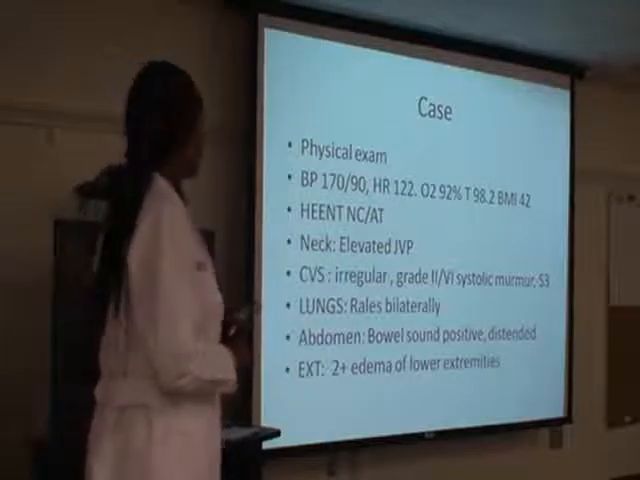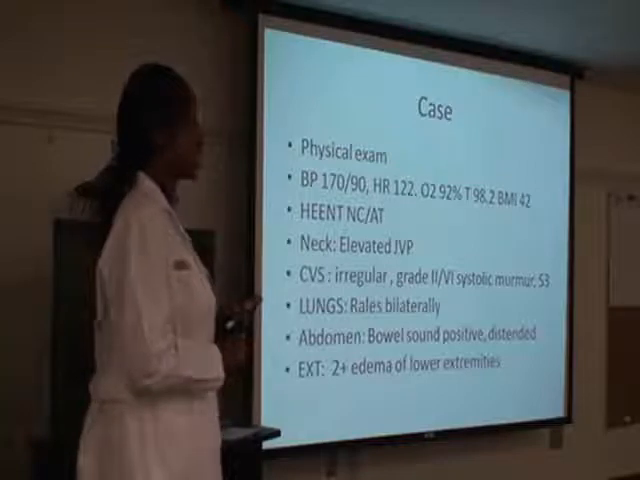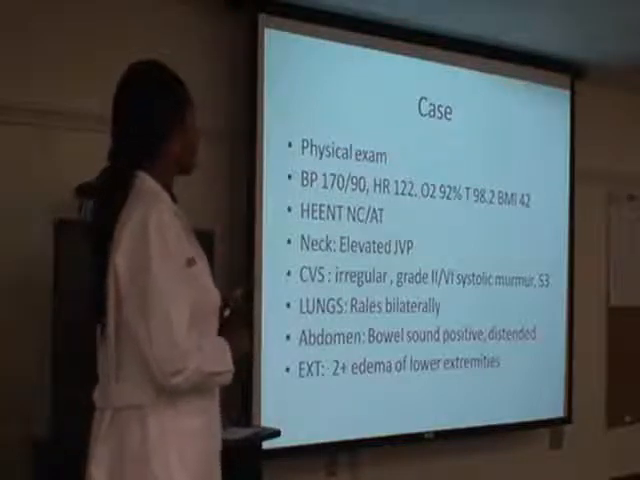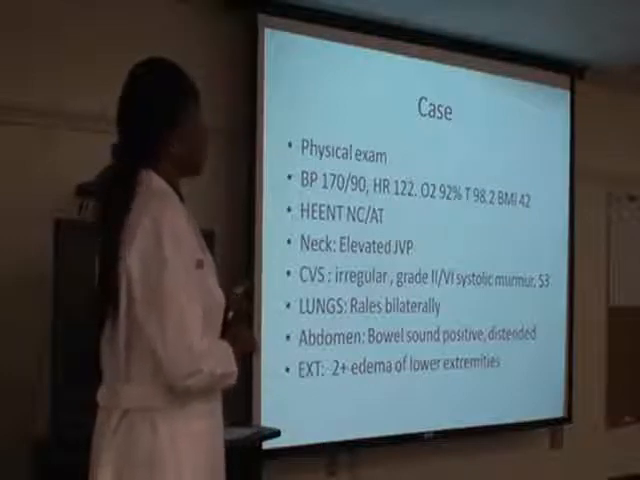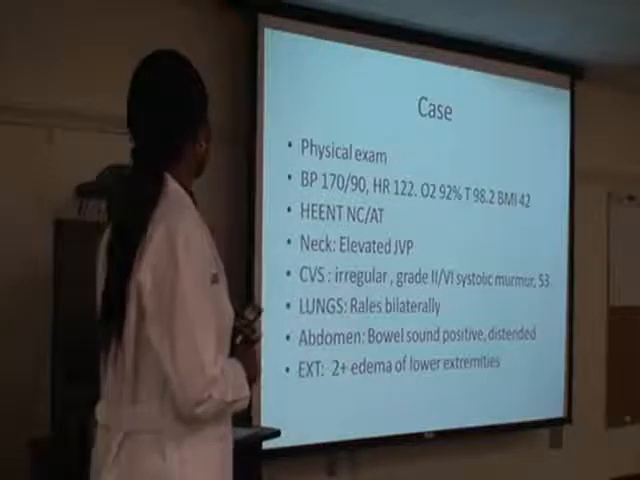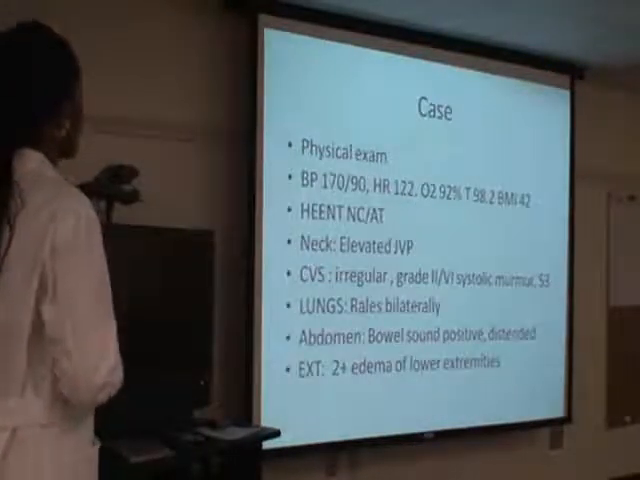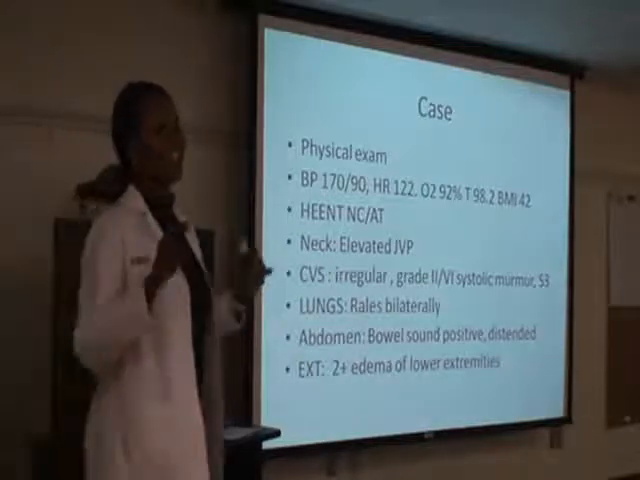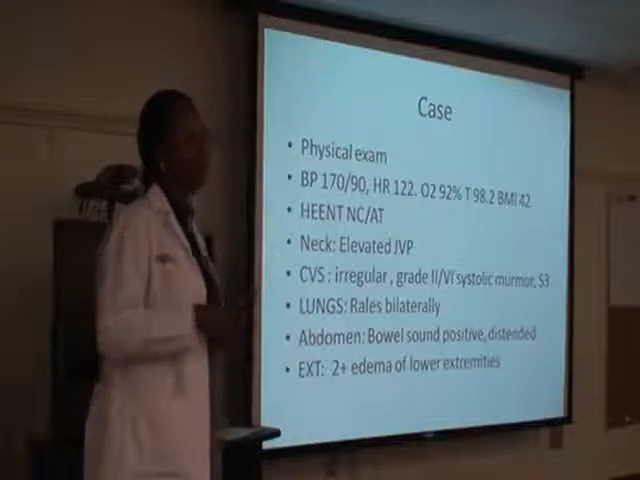HEENT is normocephalic. Next, she has an elevated jugular venous pressure. Cardiac examination, heart rate is irregular. She's got a grade 2 over 6 systolic murmur. She's got an S3. Lungs, she has rales bilaterally. Abdomen, bowel sounds are positive and distended. On extremities, she has 2+ edema. You can go back. So, what do we think Mrs. HF has? Congestive heart failure. Okay.